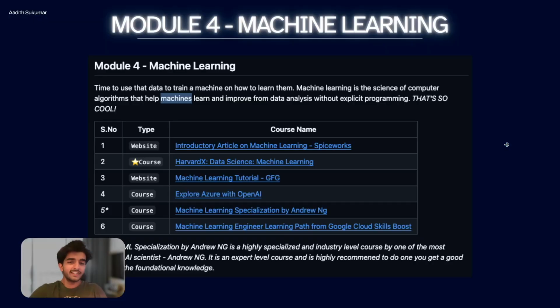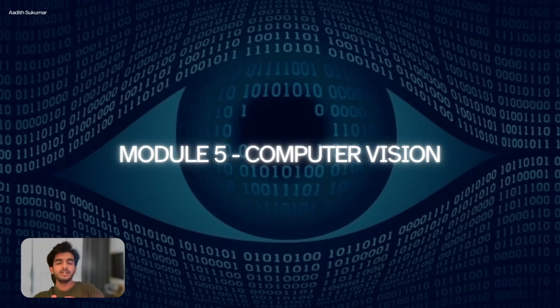Now jumping to the next module, that is computer vision. This is literally giving your AI model eyes. This is how Tesla sees the road, or how your phone unlocks with your face. It's all about interpreting pixels as objects.